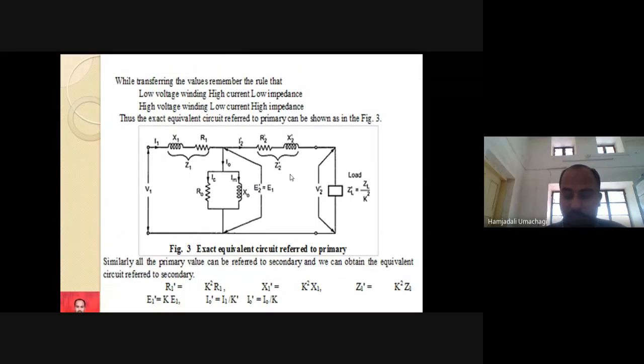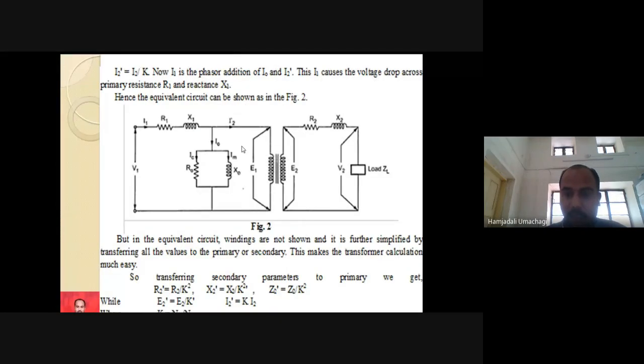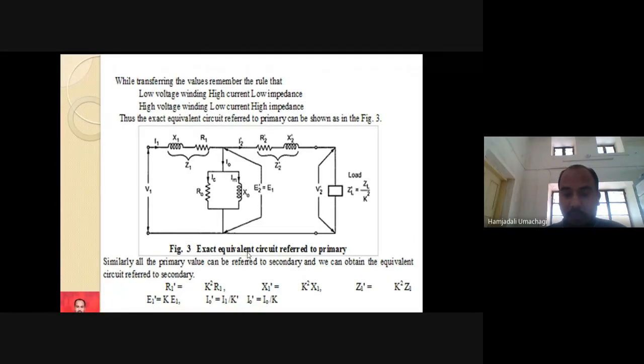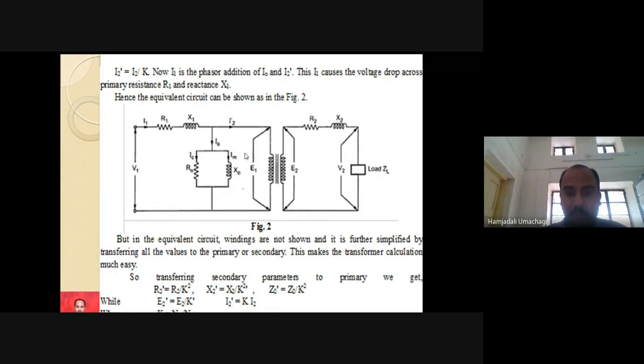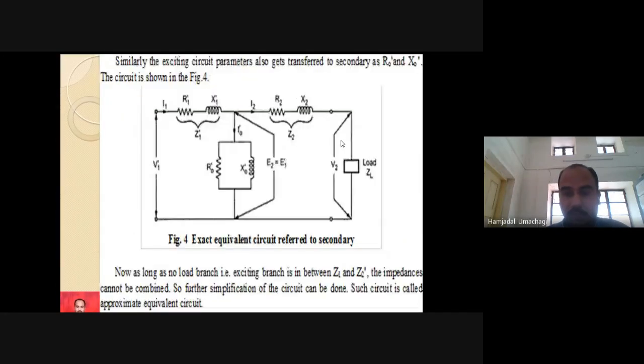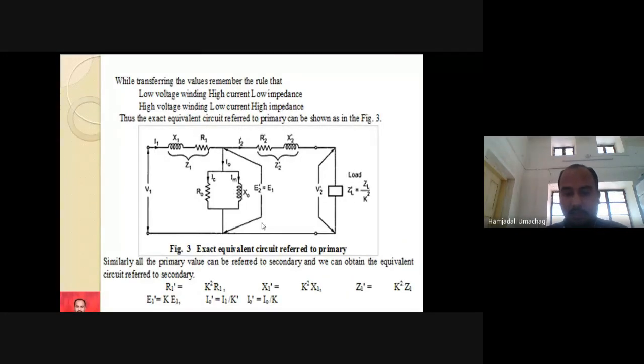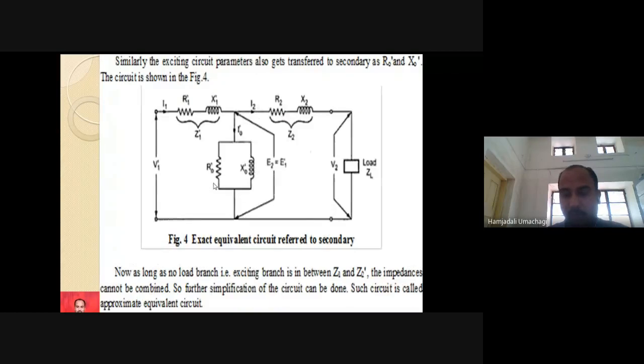So first is the basic magnetizing branch, then this is my basic equivalent circuit. Then I have moved the things from secondary to primary. Then this will be the equivalent circuit referred to primary. Similarly, if I move primary parameters to secondary, then it will be the exact equivalent circuit referred to secondary. From this to this means primary, from this to this means secondary. Referred to primary means move secondary parameters to the primary side. Referred to secondary means move primary parameters to the secondary side.